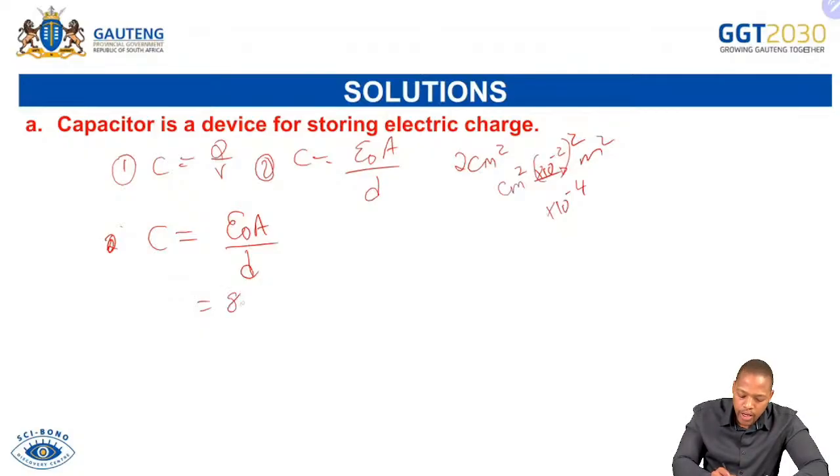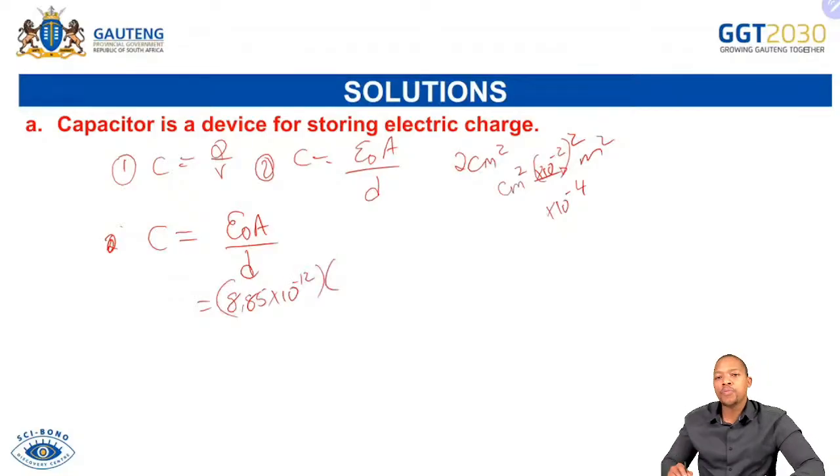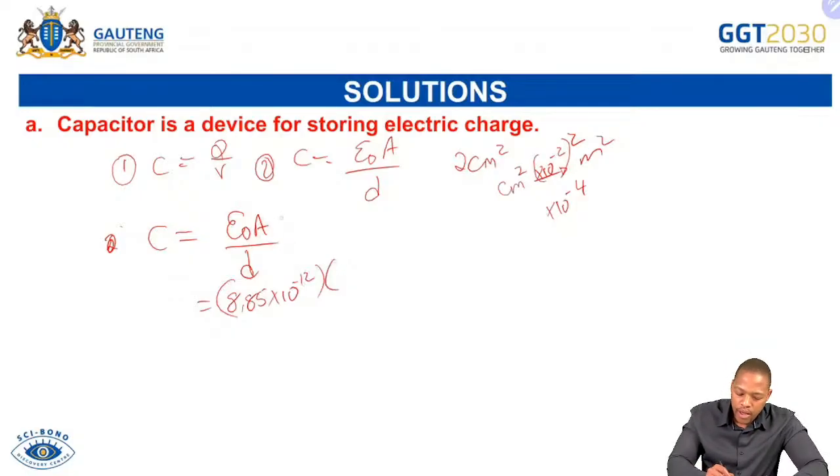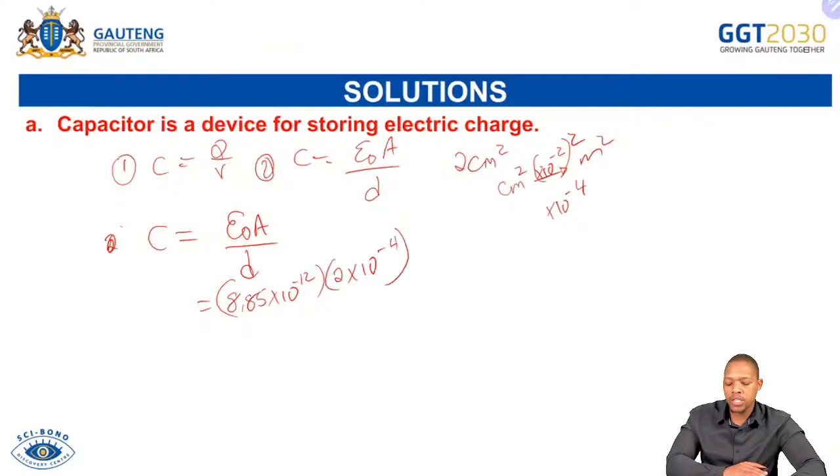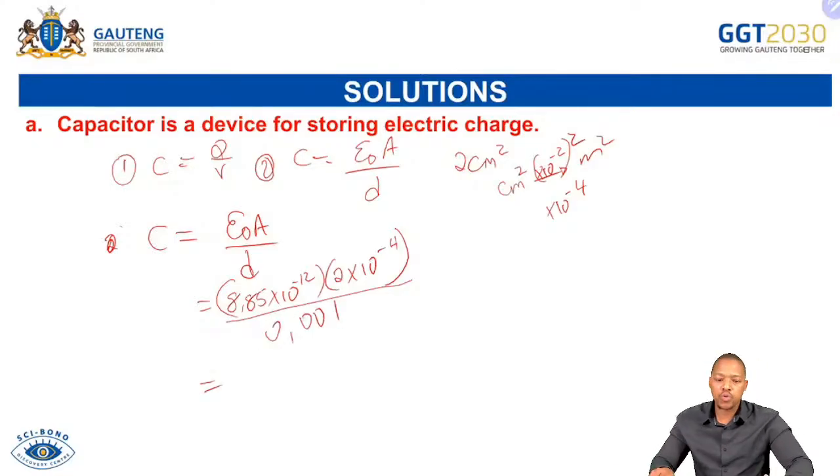So it's going to be 8.85 times 10 to the power minus 12, which is the permittivity of the dielectric, the absolute one. And then area is going to be 2 times 10 to the power minus 4. We are converting it from square centimeters to square meters there. And they said the distance was 0.001. It was already in meters, so there's no need for us to stress about that.